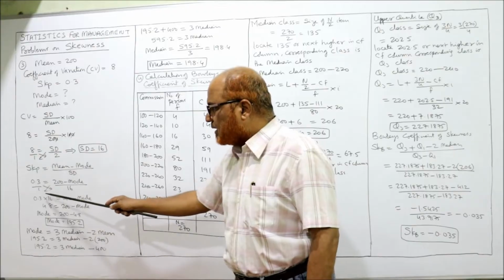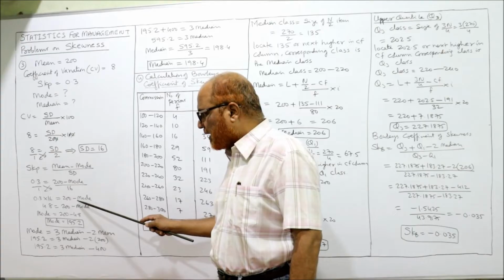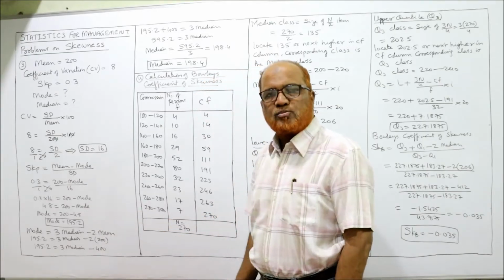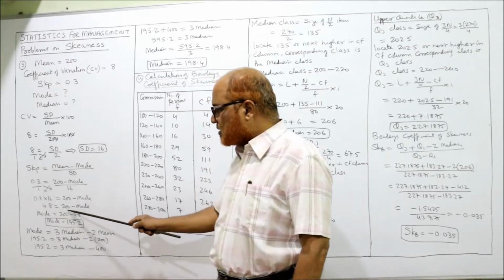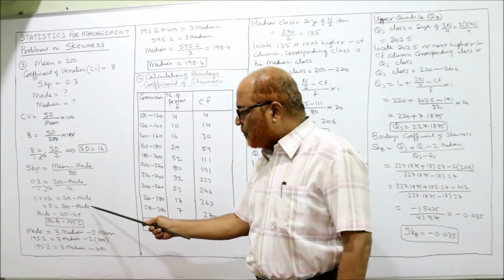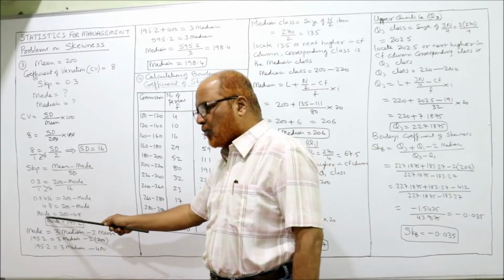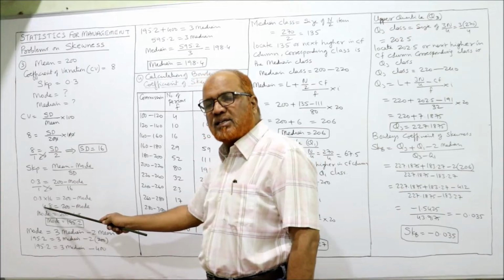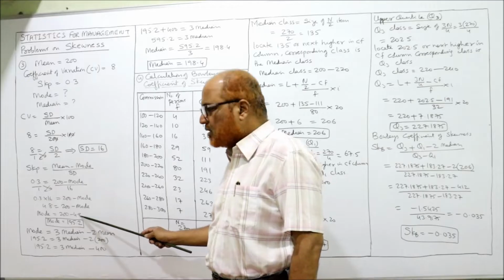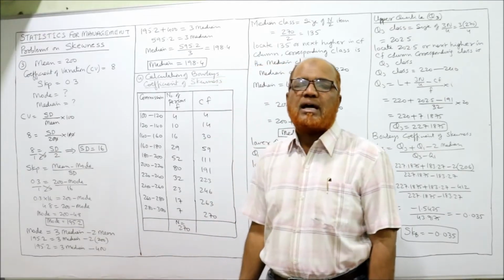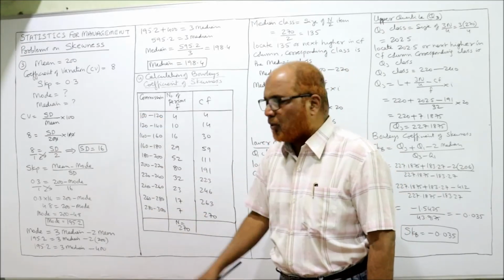Now if we make a cross multiplication, 0.3 into 16 is equal to 200 minus mode. First you multiply 0.3 into 16, you get 4.8. So 4.8 is equal to 200 minus mode. Take the mode to the LHS, since right now it is on the RHS, so minus mode will become plus mode. Bring this 4.8 to the RHS, so plus 4.8 will become minus 4.8. So ultimately mode is equal to 195.2. So the first answer we got is mode value 195.2.